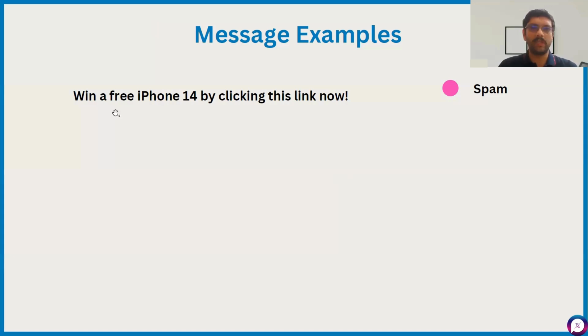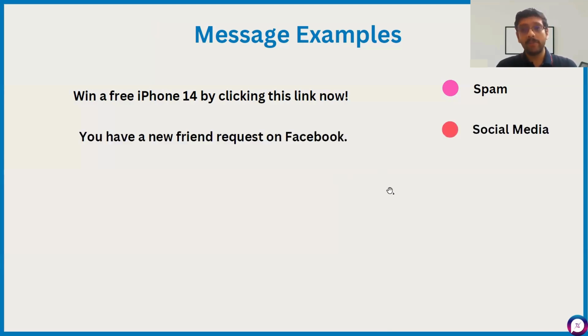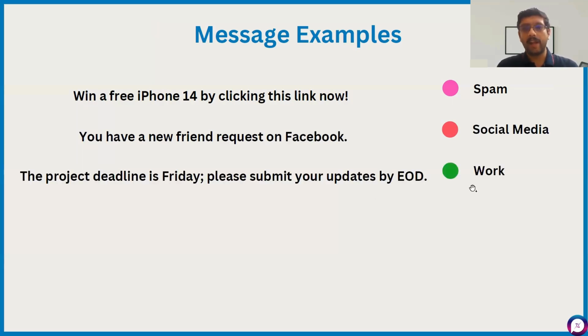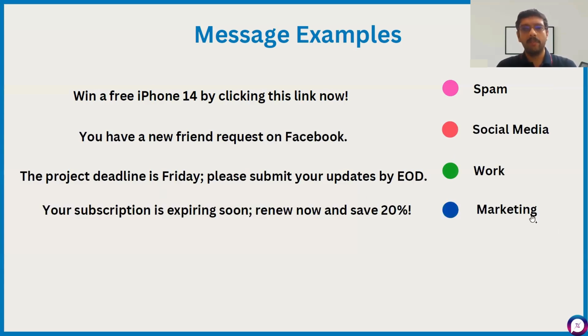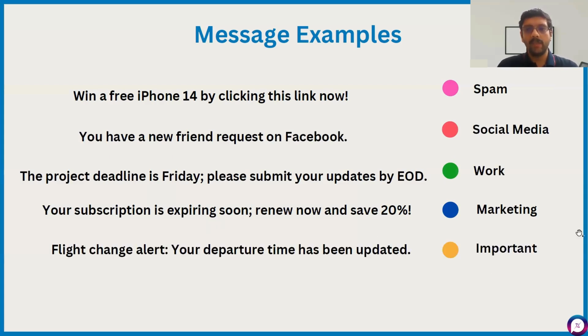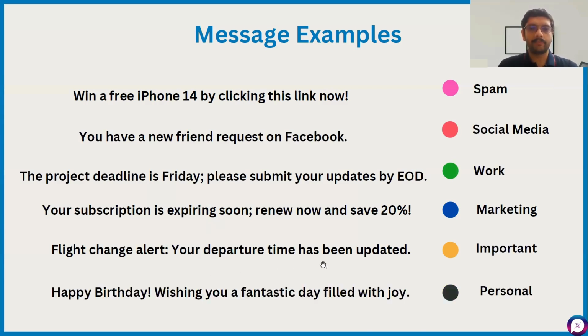So, for example, the spam would be a message like this that says win a free iPhone 14 by clicking on this link, right? Typical spam messages that you're probably used to seeing. You could have a social media message, which is, for example, something telling you that you have a friend request. You could have a work message, so something about an important deadline. Have something from marketing from some app you're subscribed to, right? So something about subscription, let's say. Then we have a class called important, which is about something time critical, let's say. And of course, personal message, right? So it's not spam, it's somebody wishing you, in this case, a happy birthday. So these are some examples of those messages of the different classes.